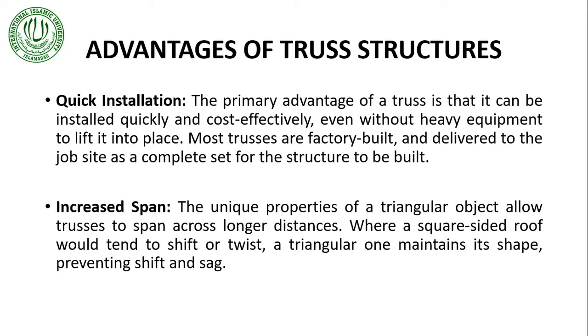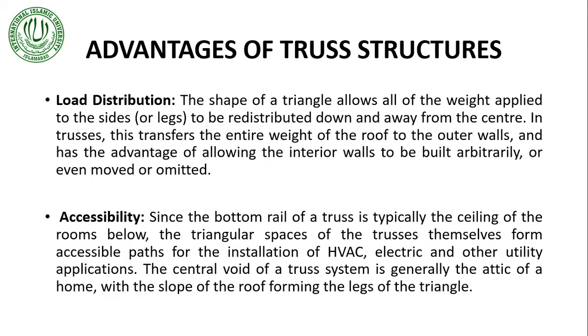Then increased span. Obviously, these triangular objects allow us to cover a longer horizontal distance, where if we had used a normal square-sided roof, it would maybe shift or twist, but these triangular ones, the trusses, have the ability to maintain their shape and they do not shift and they do not sag at all. So they are the best cost-effective structure that we can use for a longer span.